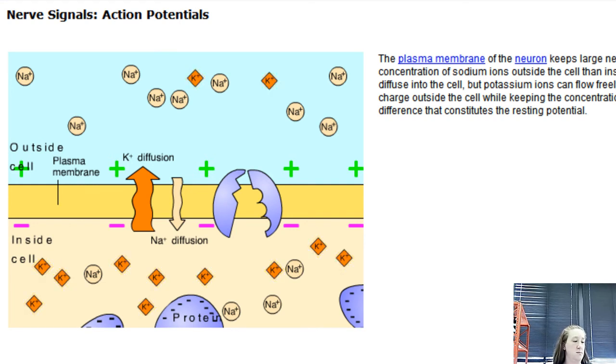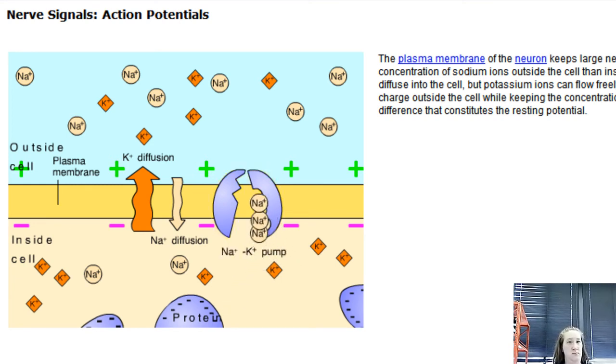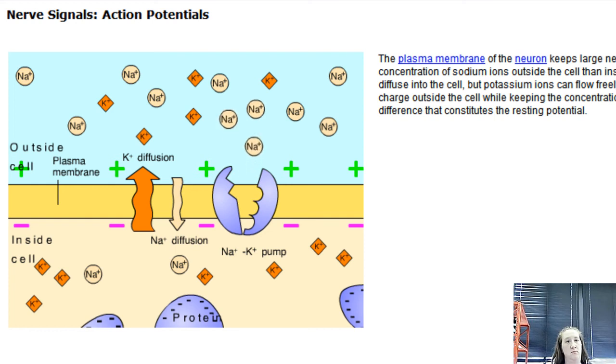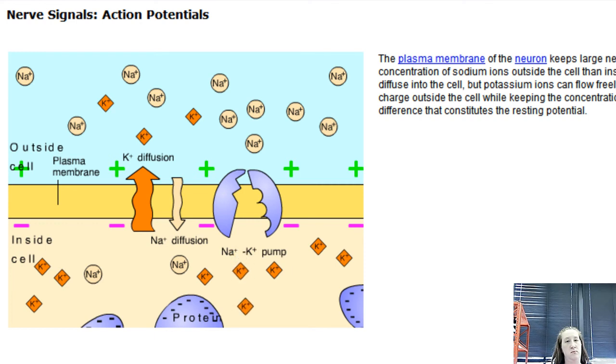In a resting neuron, most sodium channels are closed, but many potassium channels are open. As a result, very little sodium can diffuse into the cell, but potassium ions can flow freely out of the cell, adding to the positive charge outside. The sodium-potassium pump actively transports more sodium ions out of the cell than potassium ions into the cell. This contributes to the buildup of positive charge outside the cell, while keeping the concentration of sodium low and the concentration of potassium high inside the cell. The diffusion of positive potassium ions out of the cell and the large negatively charged molecules trapped inside the cell cause the charge difference that constitutes the resting potential.